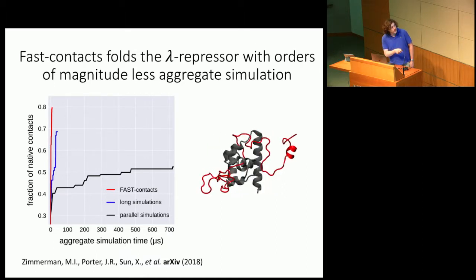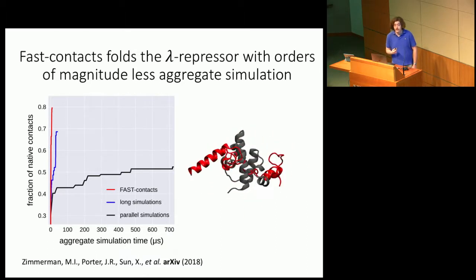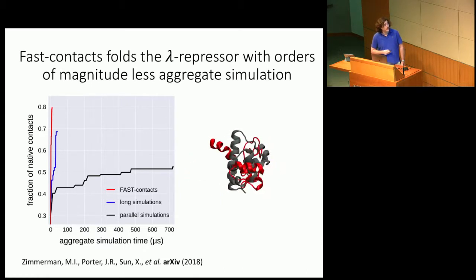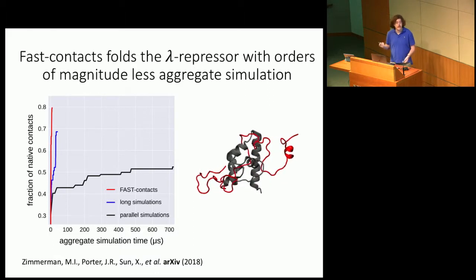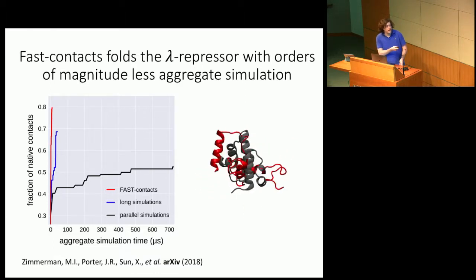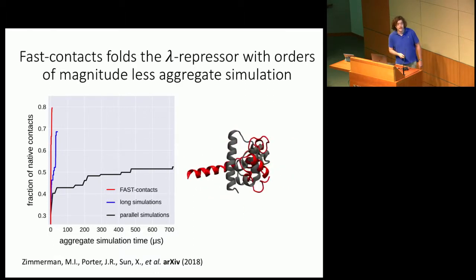So from the parallel simulations, we get 700 microseconds of aggregate simulation time, but we do not see a folding event. From our long simulations, we have about 40 microseconds of simulation, and we do see a folding event. And with FAST, we see a folding event in 4 microseconds, which is pretty remarkable, given that the folding time of this protein experimentally is on the order of around 9 microseconds.